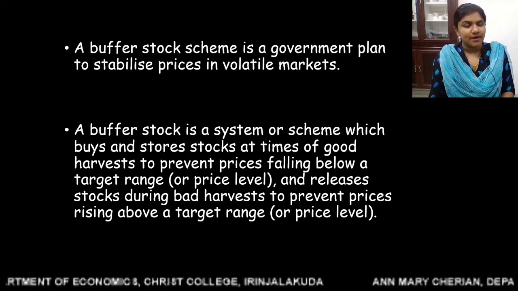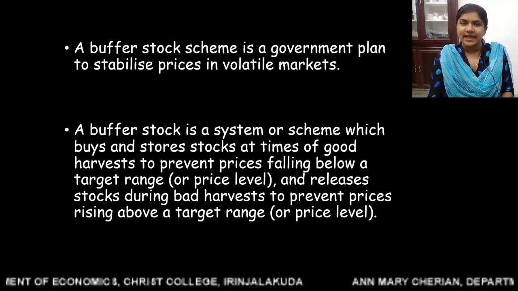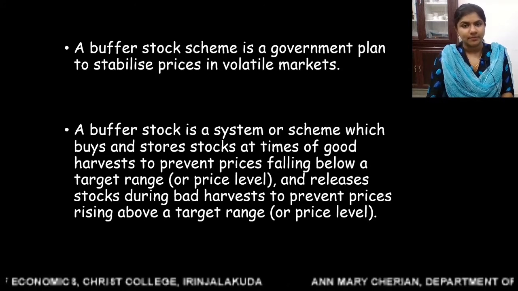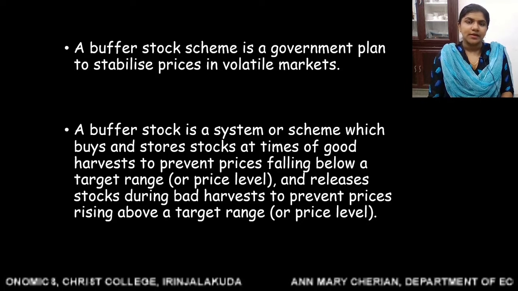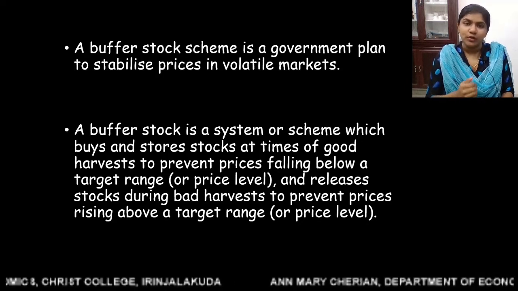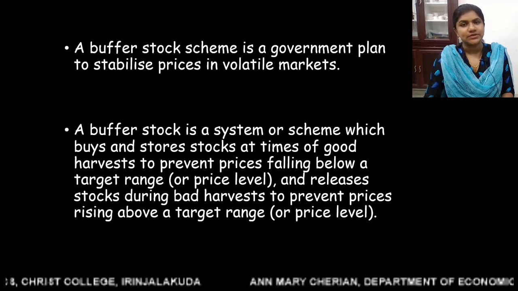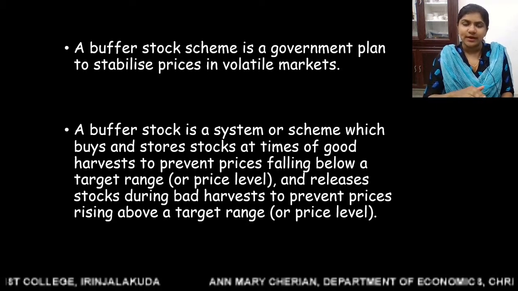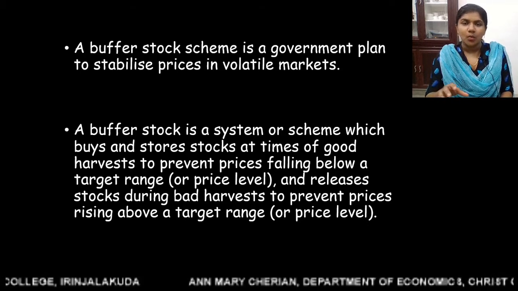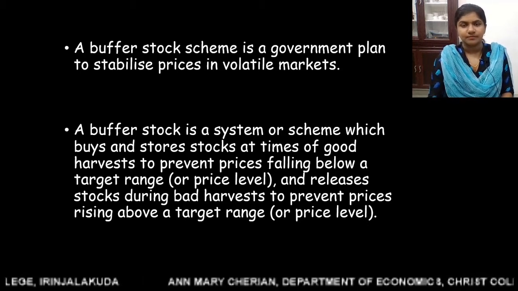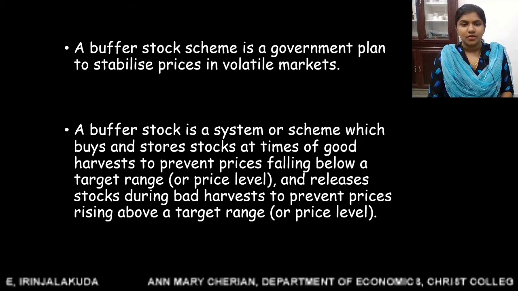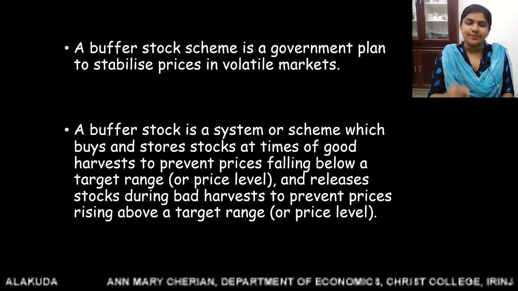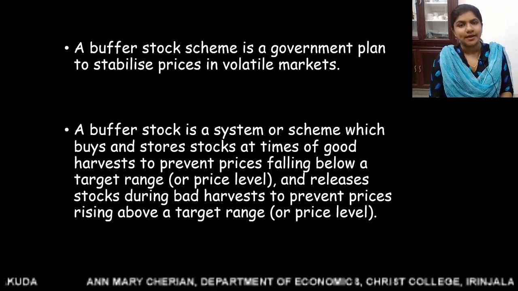During the time of bad harvest, there will be scarcity of farm products in the market, and there will be food inflation in the economy. Prices will tend to rise in the market. In order to stabilize prices, government will release buffer stock. So a buffer stock is maintained by government in order to stabilize prices in volatile markets.